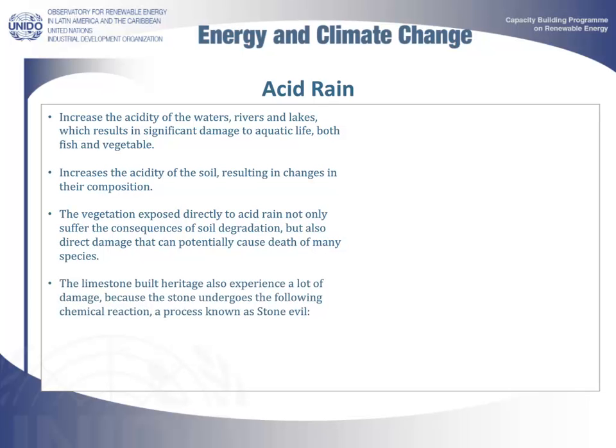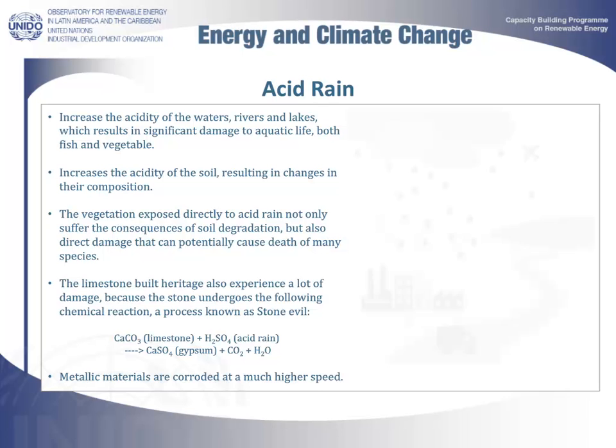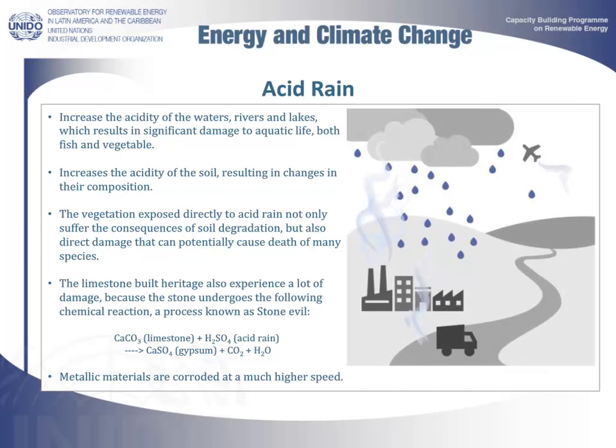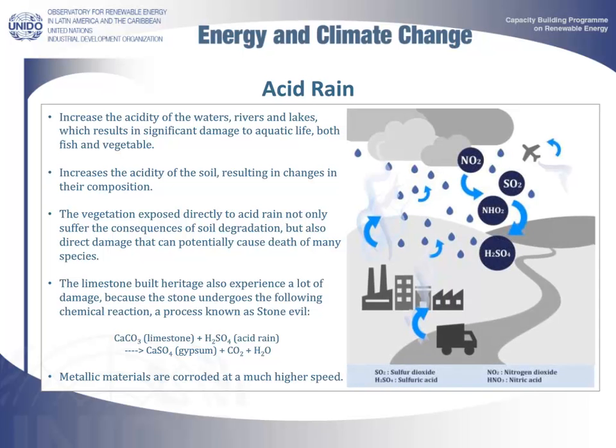The gases involved are oxides of sulfur and nitrogen, which are transformed into the corresponding acids, and, on settling on the ground, they generate the following phenomena. They increase the acidity of the waters of rivers and lakes, causing significant damage to aquatic life. They increase soil acidity, producing changes in soil composition. They are directly harmful to the vegetation exposed to acid rain, leading to the death of many species.